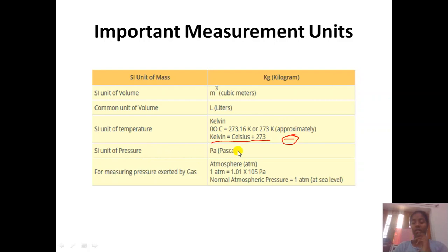Pressure is measured in Pascal. This is used in physics, so you are going to study how this Pascal came. For measuring pressure exerted by gas, the unit is ATM, 1 atmospheric pressure, I would say. This is not in your 9th class, though you will study it in later classes. In 11th class you will study it in chapter 1 of chemistry. So don't remember this now, you just have to learn all these 4 units.